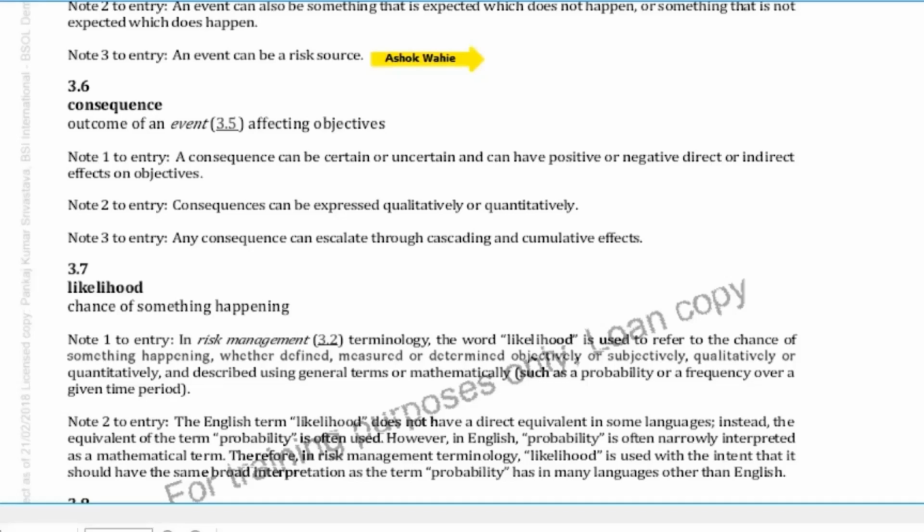So consequences could have positive and negative or direct impact. Some could have a positive impact, some could have a negative impact. Then these consequences can be expressed quantitatively or qualitatively. Quantitatively means when we give a tangible value, or qualitatively is low, medium, high. And there could be some intangible consequences as well. For example, reputation is not qualified or not quantified, but it is an intangible effect.